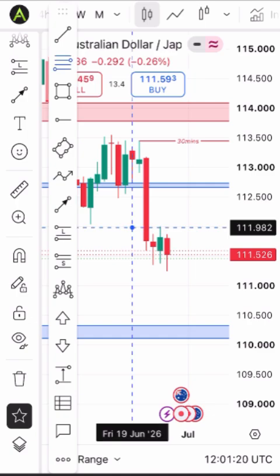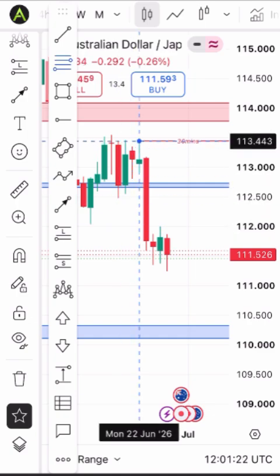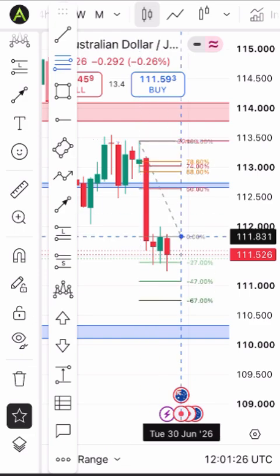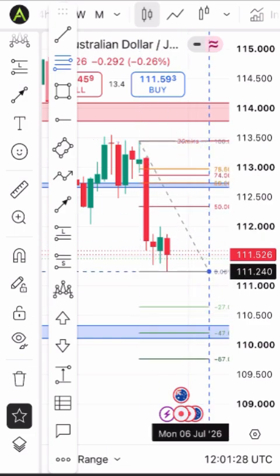So let's keep going. Trading is not really difficult. It just depends on how you analyze the chart, and that's what I'm here to give you guys for absolutely free. So now let me show you how we catch that level.